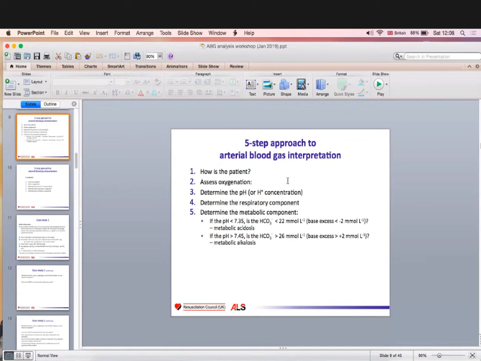Inspired concentration is 60% now, the expected concentration in the blood will be 50 kilopascals. To convert kilopascals to millimeters mercury, you should multiply by 7.5. Then 10 kilopascals is 75 millimeters mercury. 50 kilopascals multiplied by 7.5 comes to around 300. 40 kilopascals, when you multiply by 7.5, is 300 millimeters mercury.